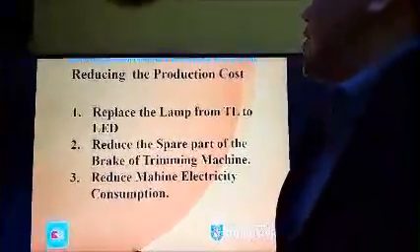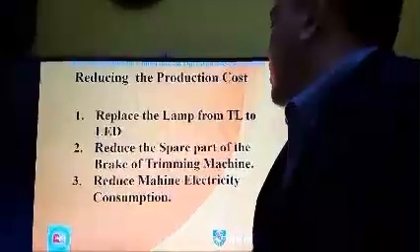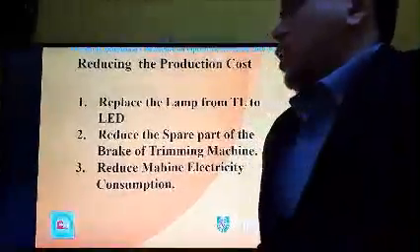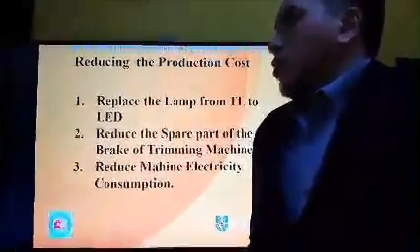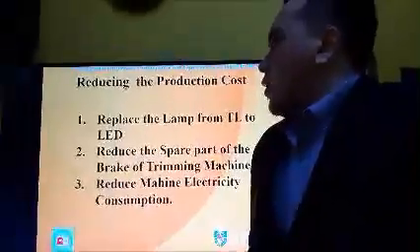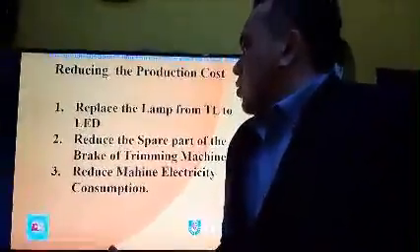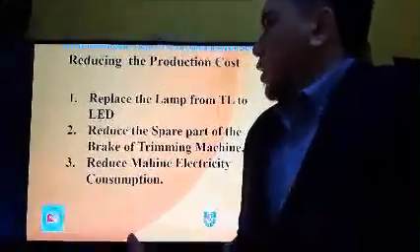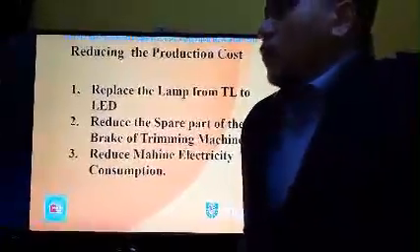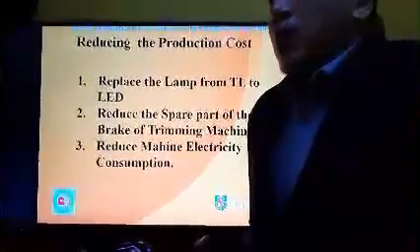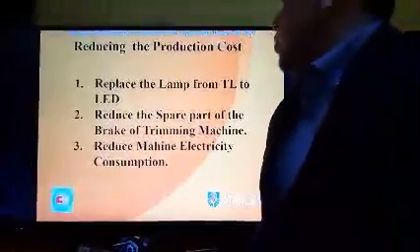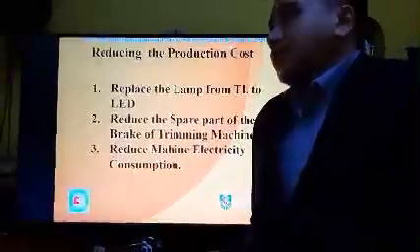The first thing is we can replace the TL lamp with an LED lamp. Many manufacturers and also buildings in many major areas in Indonesia, and also in the world, have already replaced the usage of the TL lamp with the LED lamp. Why? Because the LED lamp's power cost is very low and the brightness is also brighter than the TL lamp. The second item, we can reduce the spare part cost of the brake of the trimming machine.